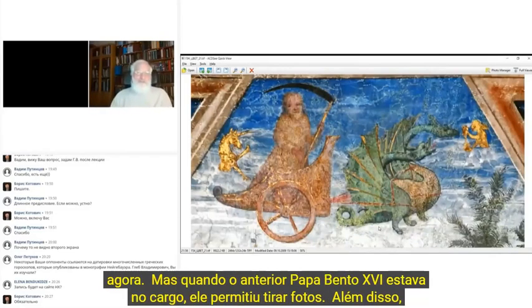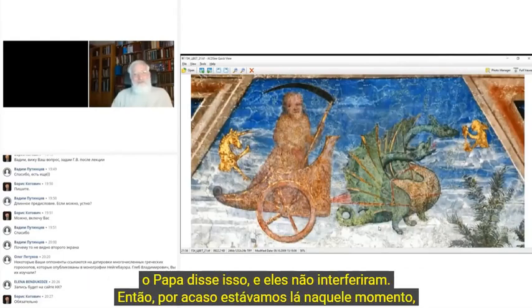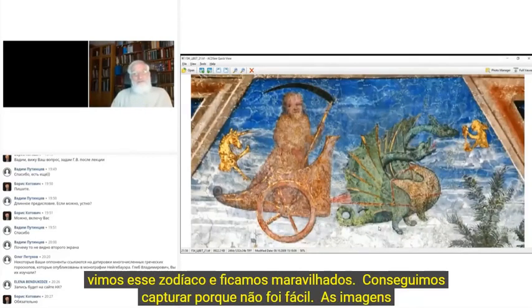But when the previous Pope Benedict was in office, he allowed taking photos. Moreover, in any way, flash, any cameras, however you like. This was very unusual for them. But, nevertheless, the Pope said it, and they did not interfere. So, we happened to be there at that time, saw this zodiac, and were amazed. We managed to capture it, because it was not easy.